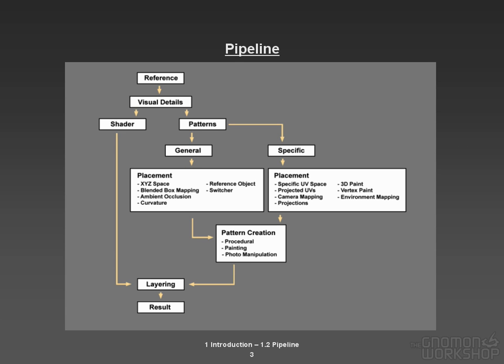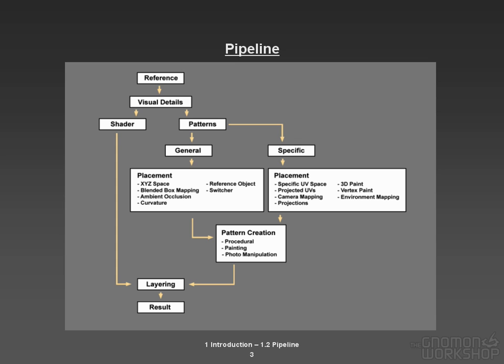So this is the pipeline that we're going to be discussing. And the pipeline is what I use for every single thing that I go about shading and texturing. And it starts off with getting good reference, and then taking the reference and turning it into visual details, which is a list of the various visual things you see in the materials that make the material look the way it does. Then I split up this list into two parts, what's the shader and what are patterns.